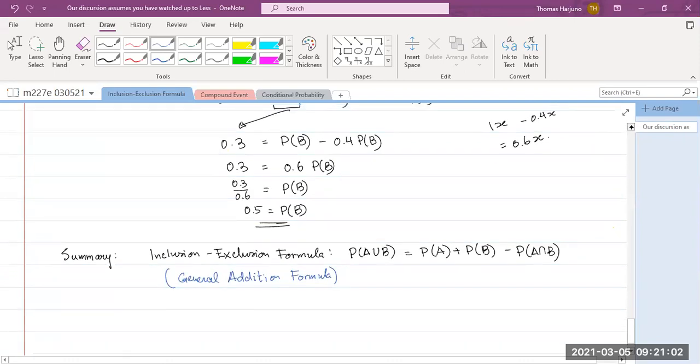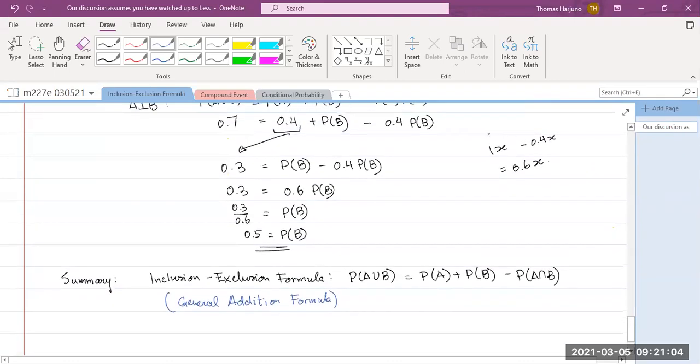Somebody asked me, Thomas, how do you get that 0.6 here? Invisible 1 times blah, which is probability of B, minus 0.4 times blah. You combine like terms, right? That's basically 1 minus 0.4. That's how I get that 0.6 blah.